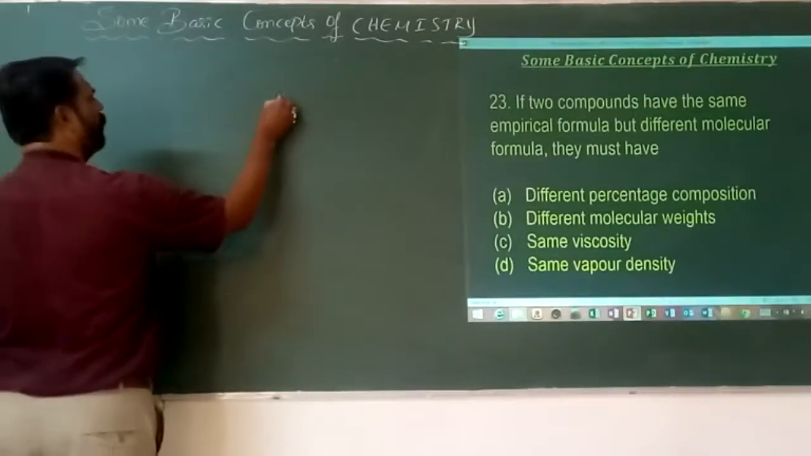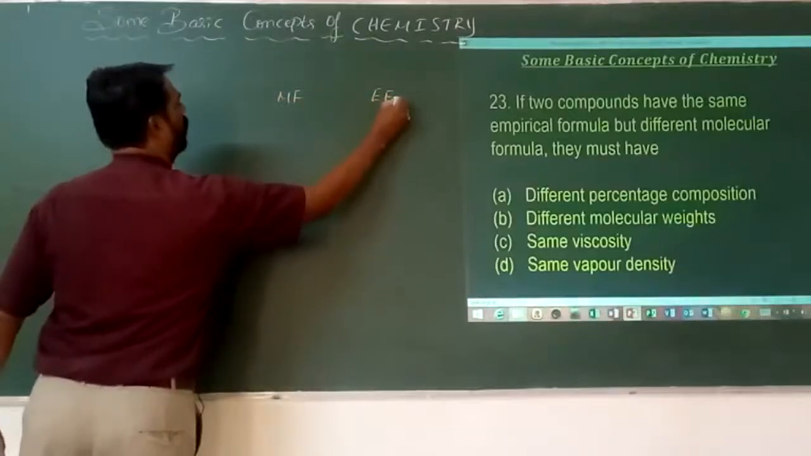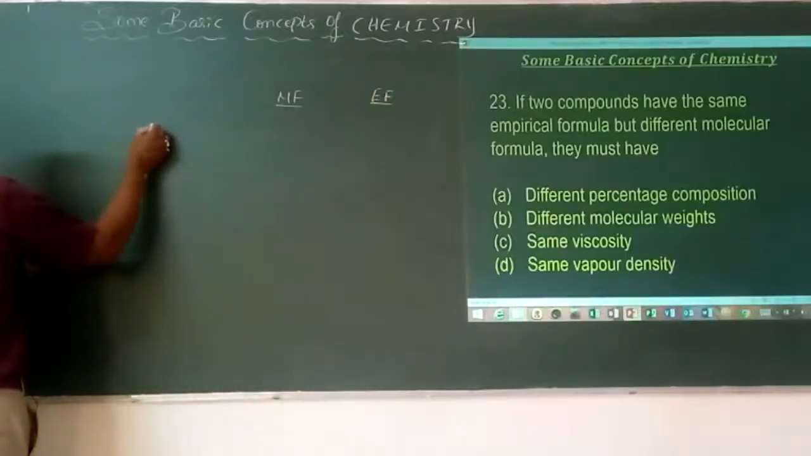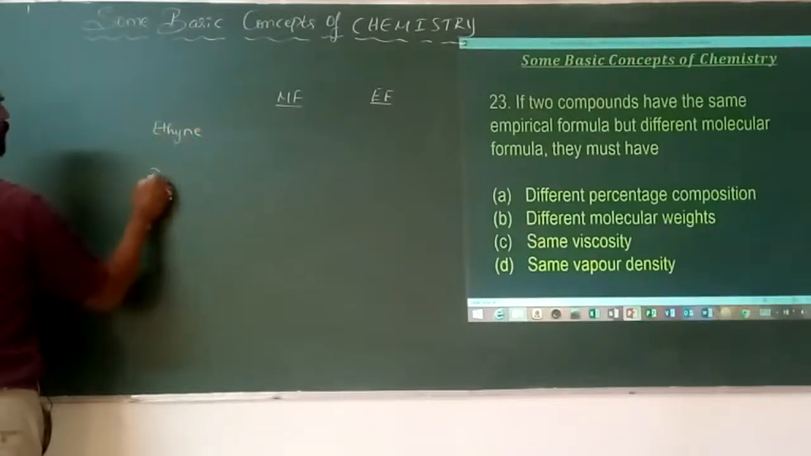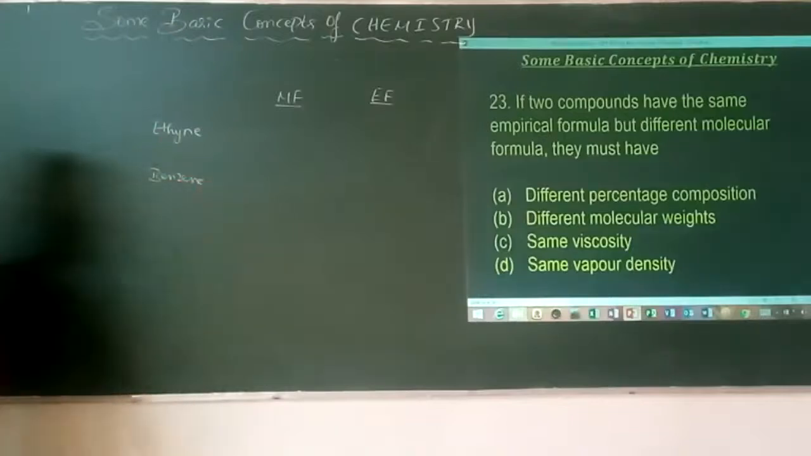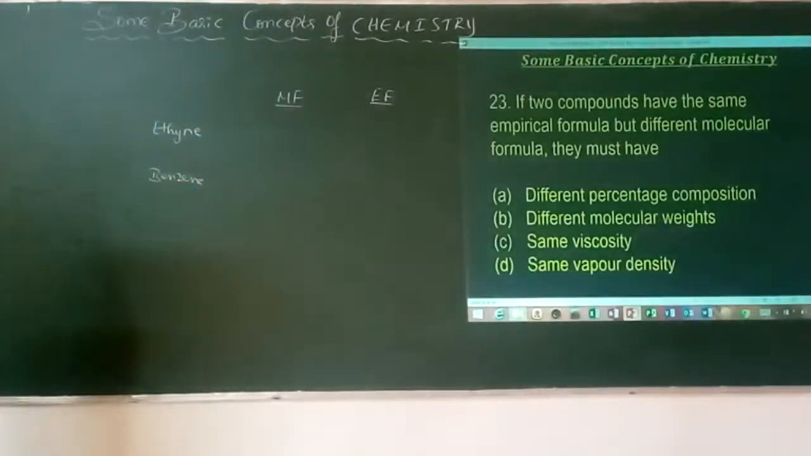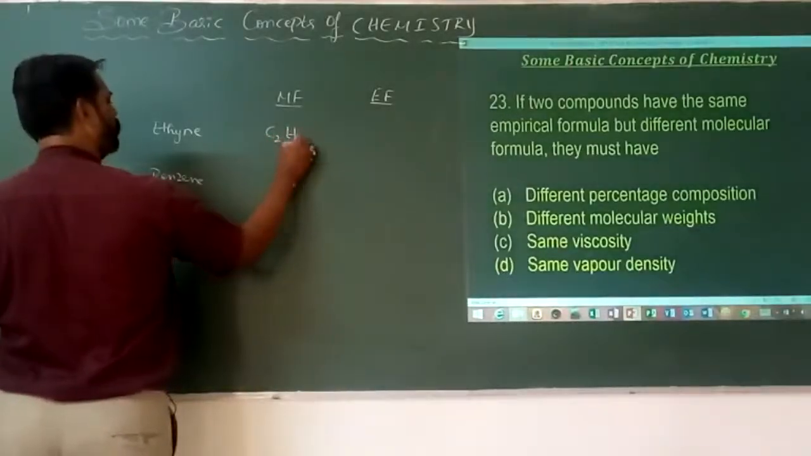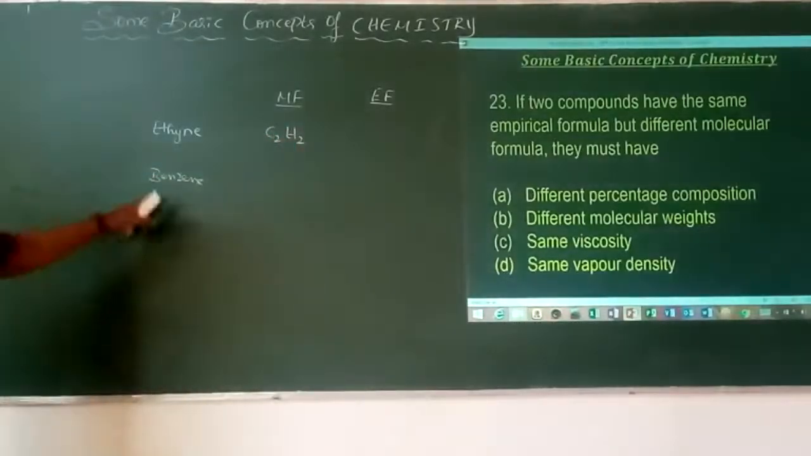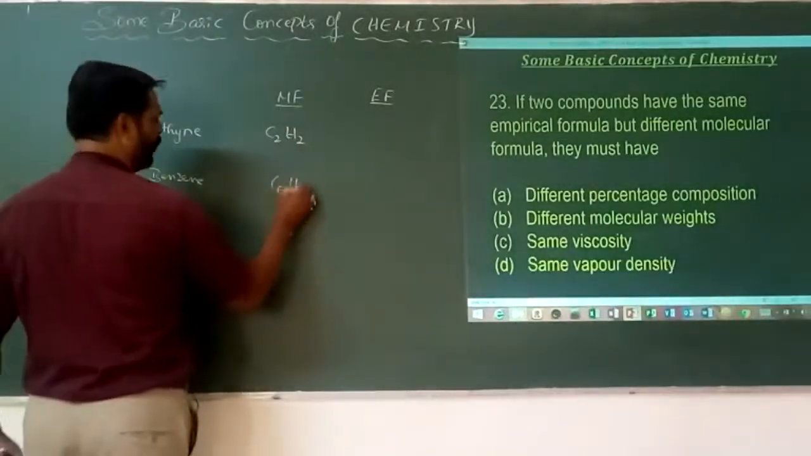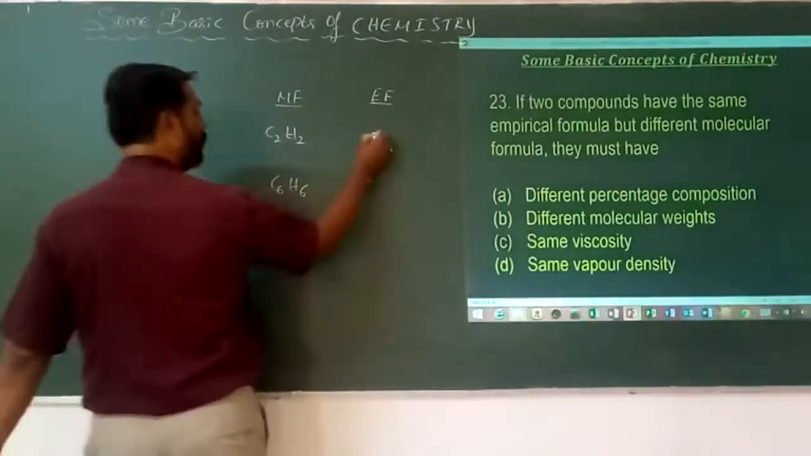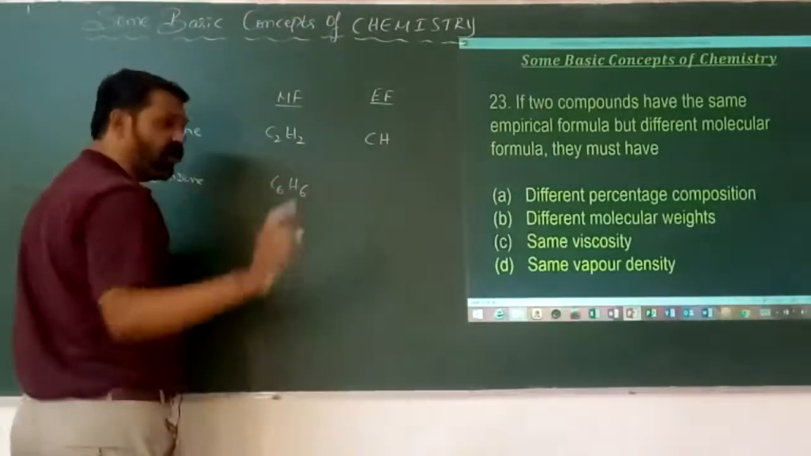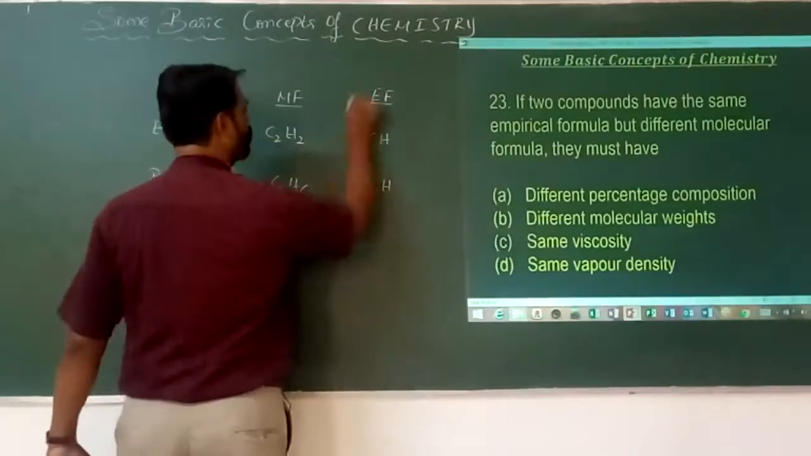Let's take an illustration. Ethyne and then benzene. What's the ethyne molecular formula? C2H2. What's the benzene molecular formula? C6H6. But what is the empirical formula for this? C, 1 is to 1 for 2 is to 2. 6 is to 6 means again it is 1 is to 1.